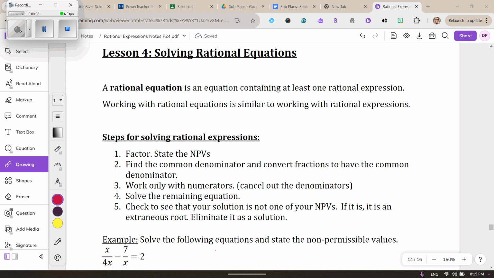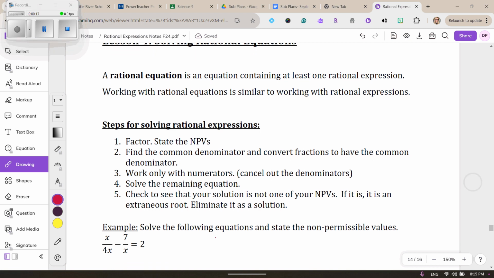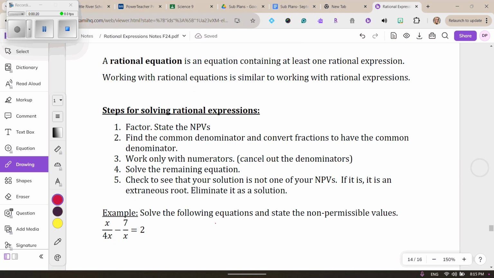This is lesson 4 on solving rational equations. A rational equation is an equation containing at least one rational expression. So this whole unit has been on rational expressions. We're taking those and we are putting them into equations. Working with rational equations is similar to working with rational expressions.